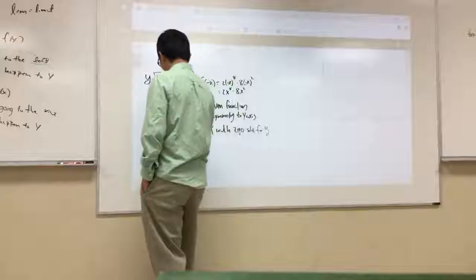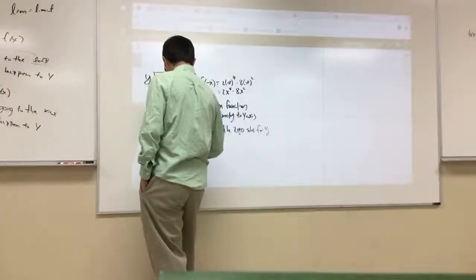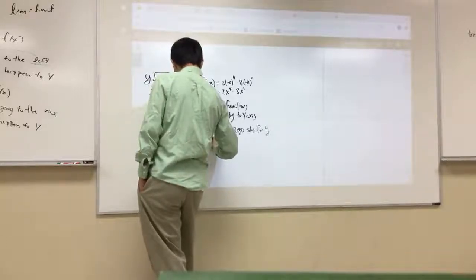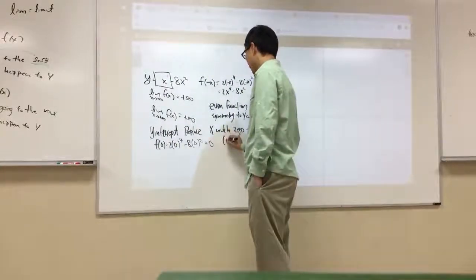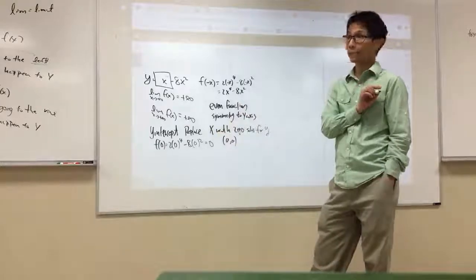So how do I replace that? It's going to be f of 0 is equal to 2 times 0 to the 4th power minus 8 times 0 to the 2nd power. That's equal to what? 0. So 0, 0. And we already know one y-intercept.